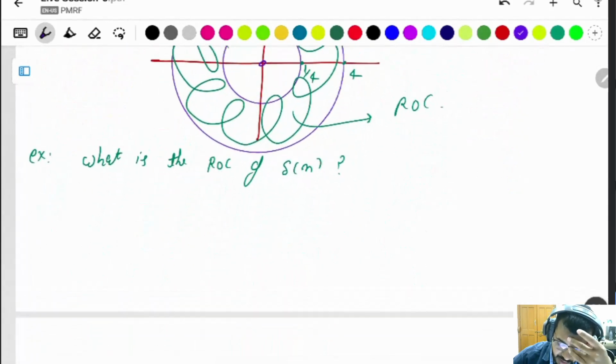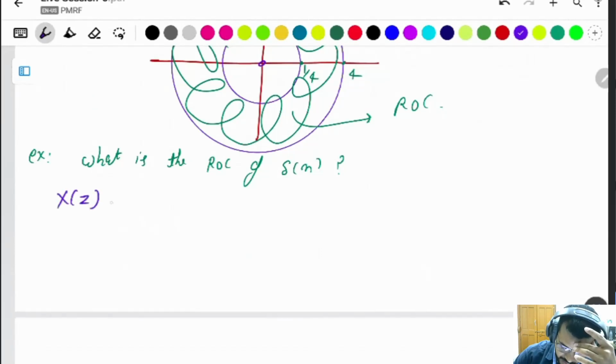Then the ROC of the delta function. First of all, try to find the z transform of this one. Then you can find where the ROC exists, where the function will be 0 or infinity. For finding the z transform, the function is the summation from minus infinity to infinity of delta n times z to the power of minus n. This delta n will be present only at 0, which means n is equal to 0 here. Then z to the power 0 will be 1.